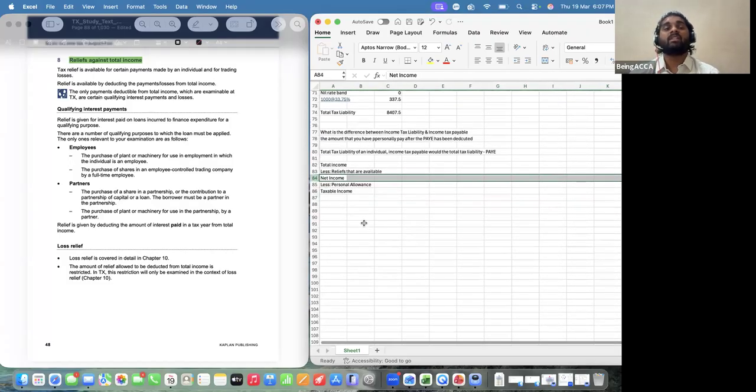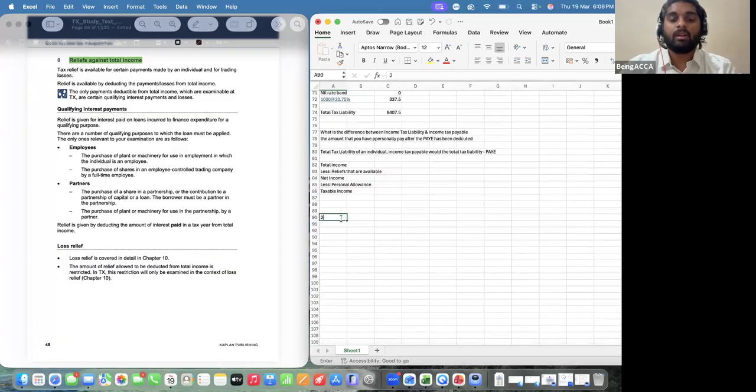So there are two major reliefs available, of which we will be discussing only one kind of relief here, because the other kind of relief is relating to chargeable gains, and we will discuss that when we are studying the chargeable gains chapter. But until then, we will be focusing on only one, which is known as qualifying interest payments.